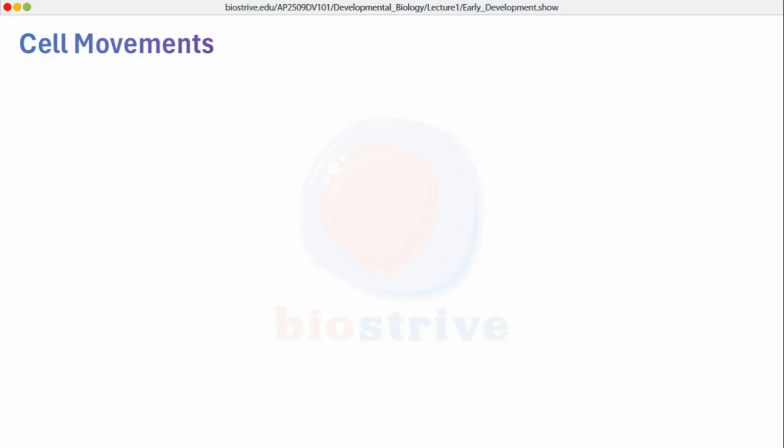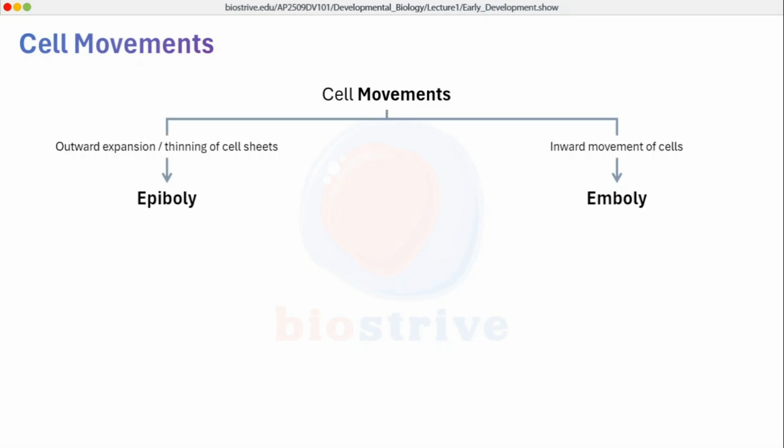Now, the cell movements can be classified into two main types. If the cell movements are towards the external surface, if the external surface of the embryo is involved in these movements and movements are external only, we call it epiboly. And if these cell movements are towards the interior side of the embryo, the cells are moving toward the interior of this embryo, we call that emboly. So we have two main types of cell movements. We have epiboly and we have emboly.